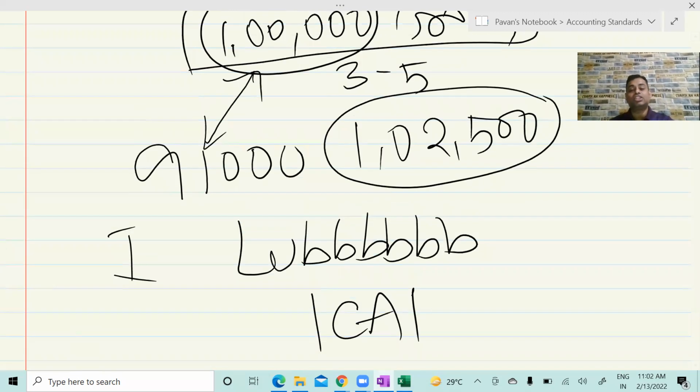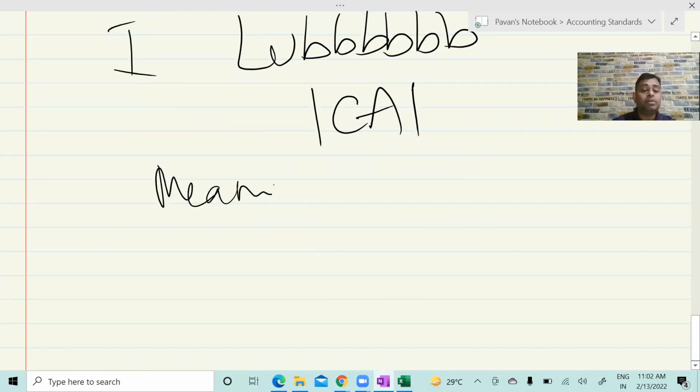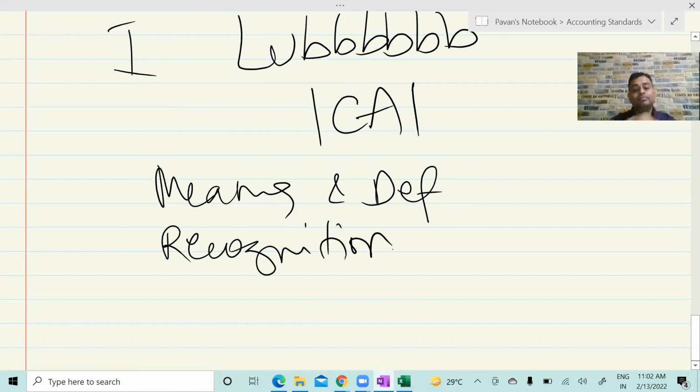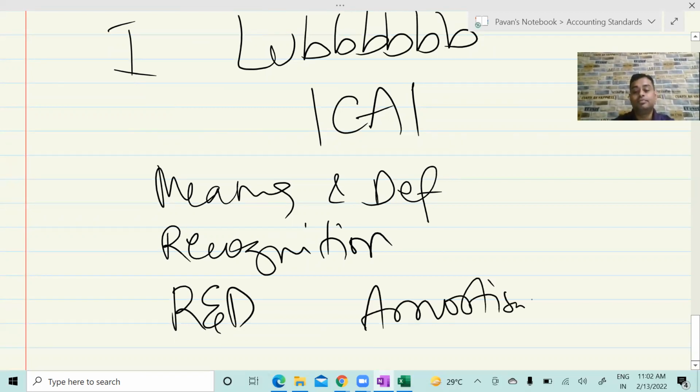So after that, it is to be amortized. So we have discussed the meaning and definition of intangible asset, the recognition criteria, research and development, and amortization. That's all. We need to do problems.